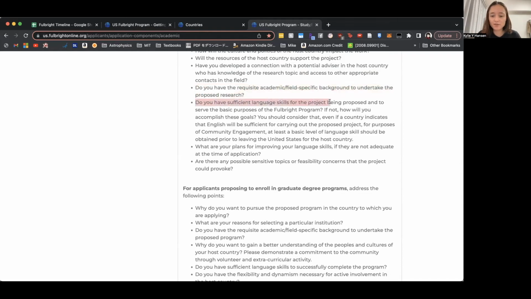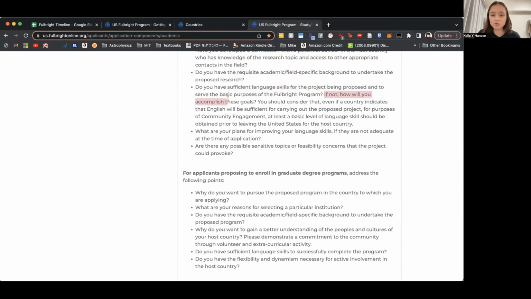Okay, do you have sufficient language skills for the project being proposed? Yeah, so this one is also important. So as we will see later, there will be a language test requirement. And so you write for yourself if you feel like you have sufficient language skills. And so for Japan, especially since Japanese is the main language spoken in Japan, obviously, and not a lot of people speak English, you need to have good Japanese skills to go to Fulbright Japan, basically. Yep, so you talk about your language skills here.